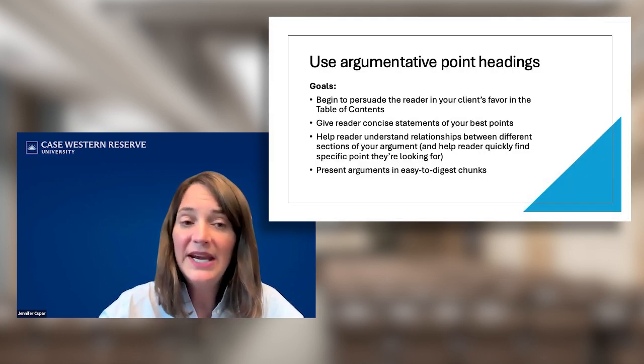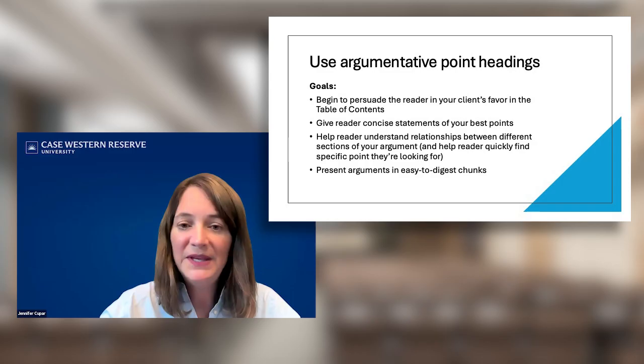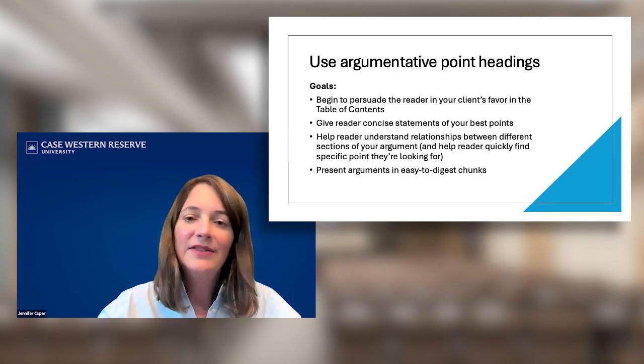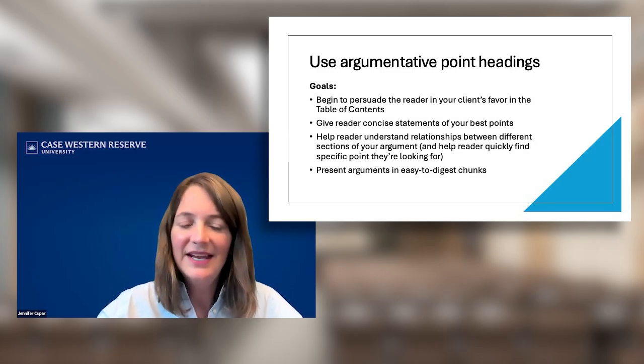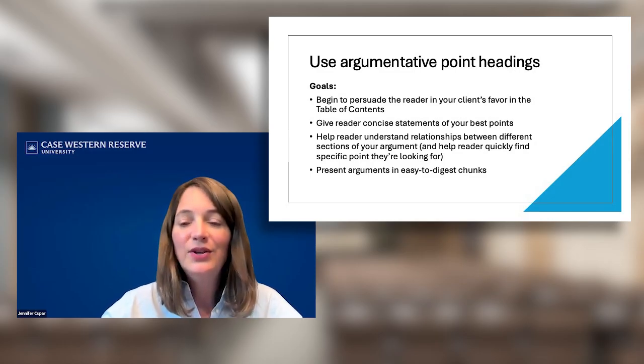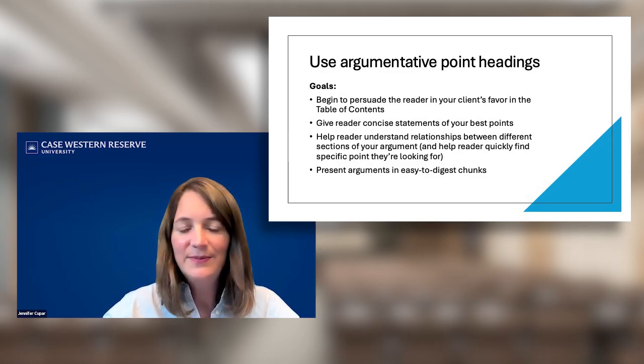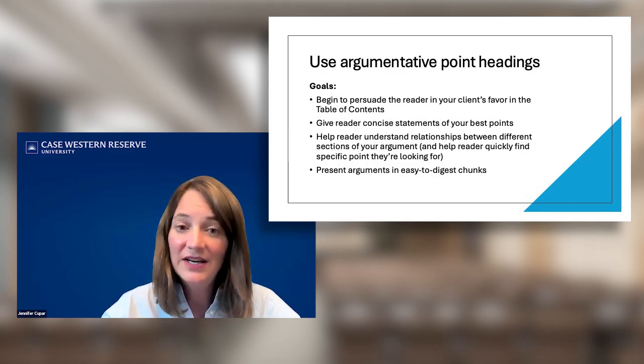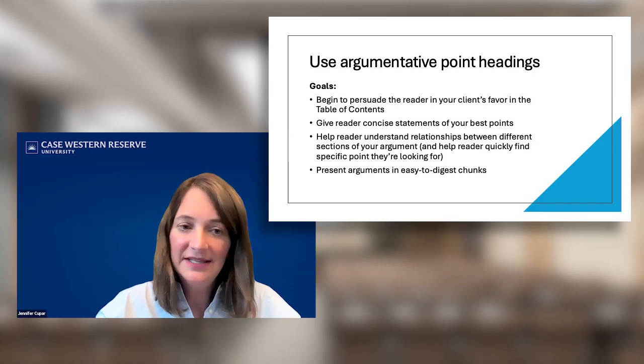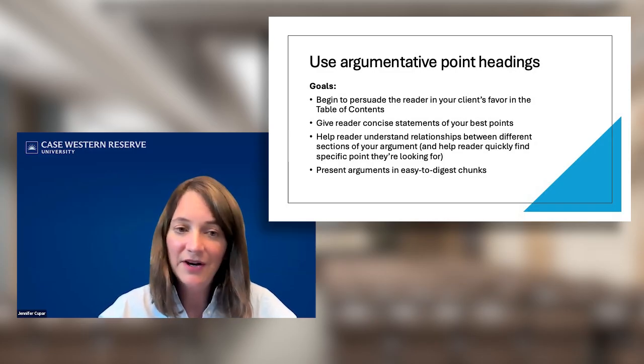You want your point headings in the law and argument section to be argumentative. By that, I mean, use them to make a point in favor of your client. And the reason that you want to do that is that if you were to collect all your headings in the table of contents, you want that table of contents to begin to persuade the reader in your client's favor. They should be able to read the table of contents of your brief, understand what your arguments are, and begin to be persuaded by those arguments.